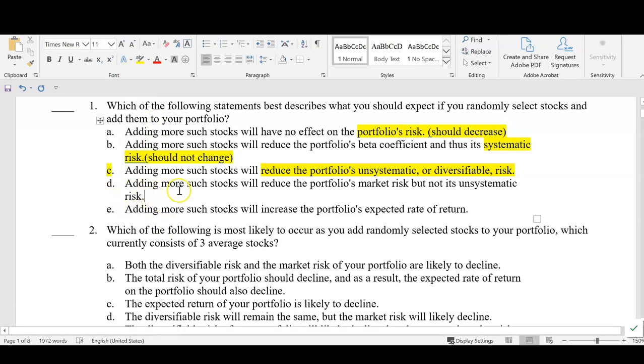Option D, adding more such stocks will reduce the portfolio's market risk, but not its unsystematic risk. Again, this is not correct because market risk should not change and unsystematic risk should reduce.